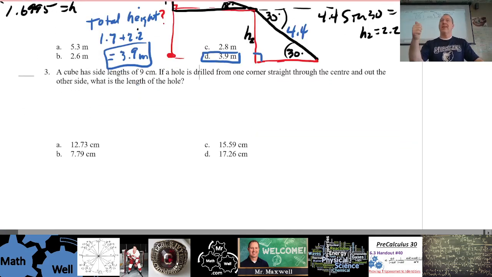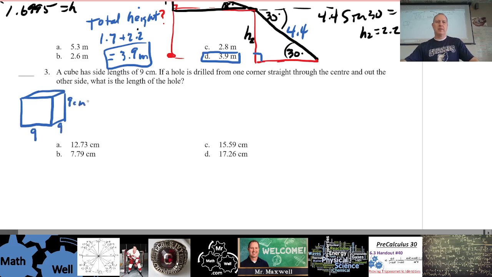Okay, let's move on to the next one. Let's do number 3. A cube has side lengths of 9 centimeters. So a cube is a 3-dimensional figure, like a cube of sugar. It's got square faces, so all the side lengths are the same. So 9 centimeters, 9, 9, 9, right?